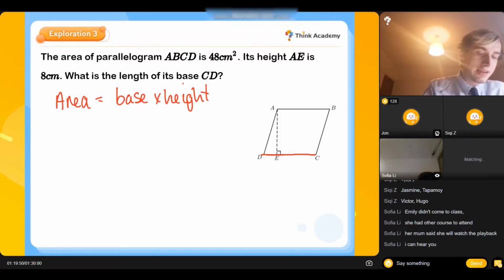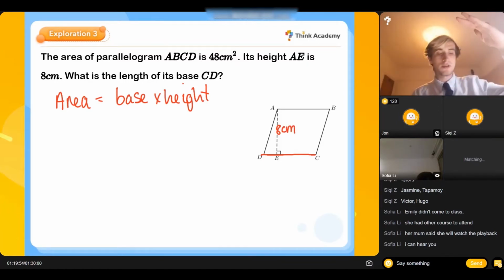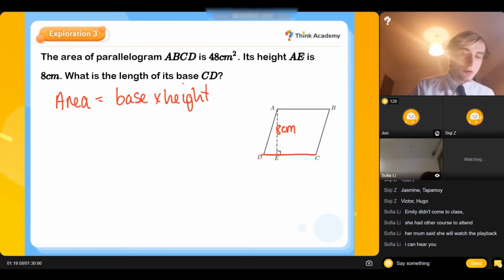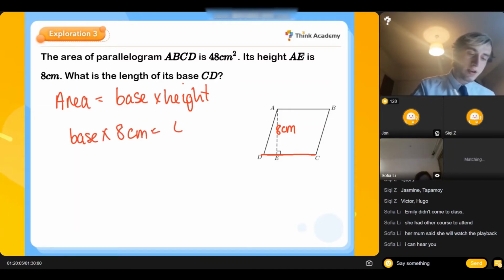So we know AE is equal to 8 centimeters. That's the length from the top to the bottom, and there's a perpendicular line there. And we know base times height, which is 8, equals area.